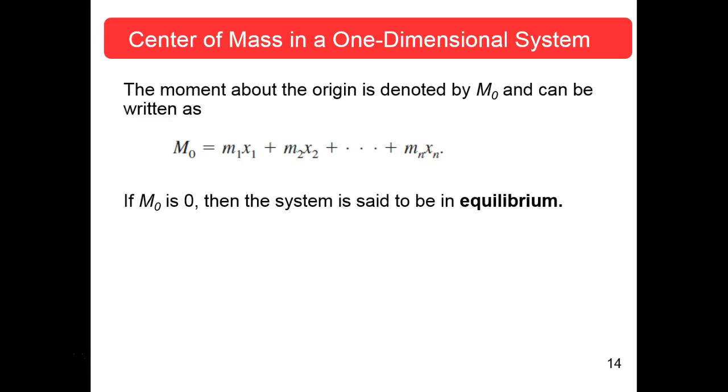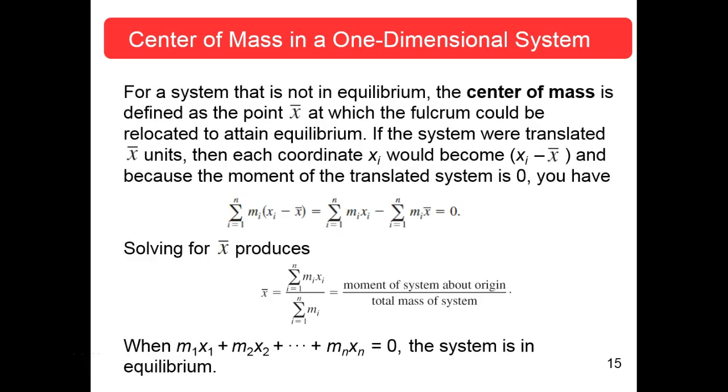The moment about the origin is denoted by M sub 0 and can be written as m1 x1 plus m2 x2 plus m3 all the way up to mn xn. Understanding some of these x's could be positive, some negative. Okay? If M sub 0 is 0, then the system is said to be in equilibrium. That would be your static case, and some of these x's certainly would have to be, at least one would have to be negative, and probably more than one negative, so positive, and then you would have your moment to be 0, meaning it's in equilibrium.